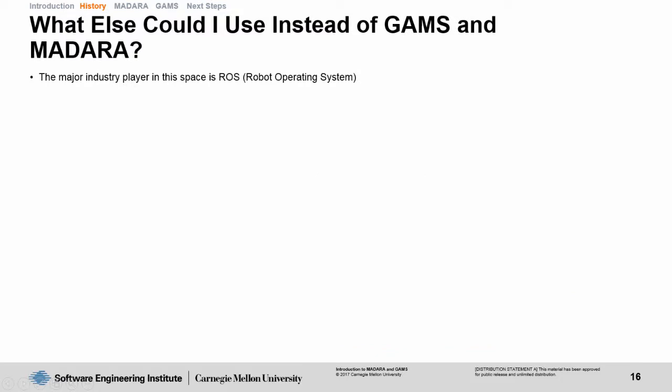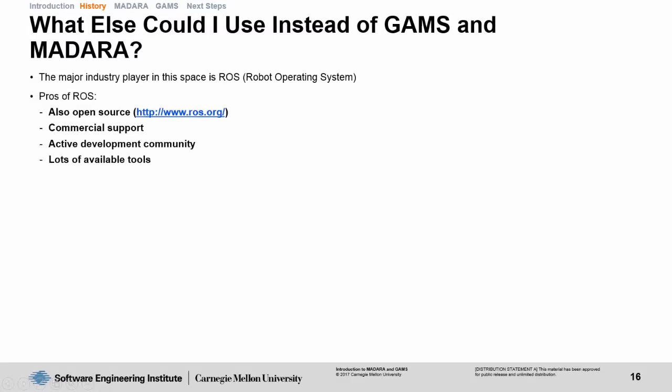MADARA and GAMS are not the only types of software you can use for building robotic systems or software agents that are self-interested. The major industry player in this space is actually ROS, the Robot Operating System. The pros of ROS are that it's also open source, available at ros.org. It has commercial support and a very large active development community that has lots of available tools.